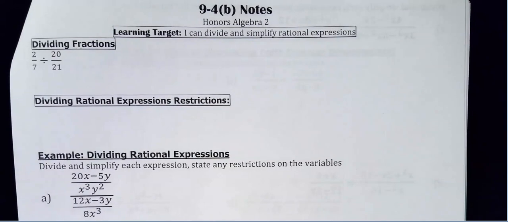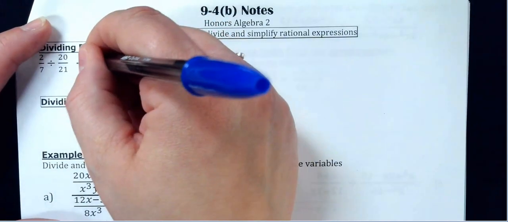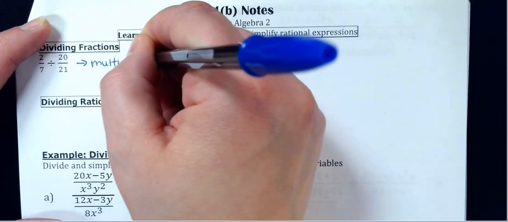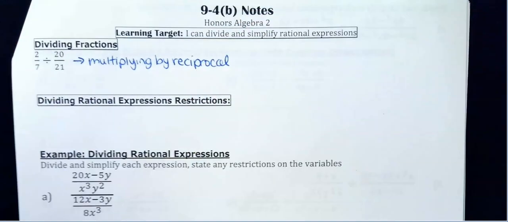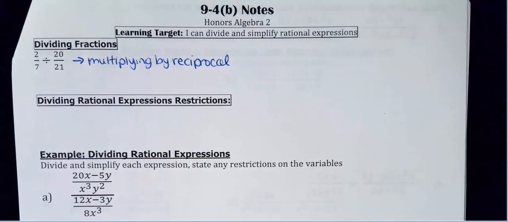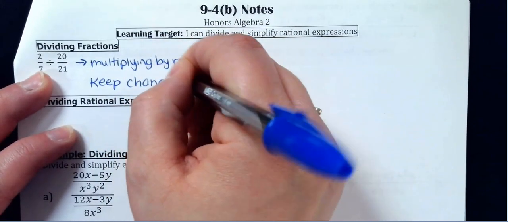I'm just going to review with you really quickly how to divide fractions, okay? So just see if you remember this maybe from like middle school or whatever. If I divide fractions, it's the same as multiplying by the reciprocal. If I divide a fraction by another fraction, it's the same as multiplying by the reciprocal. So that's usually what we do to do this. And if this helps you in any way, call this keep, change, flip.